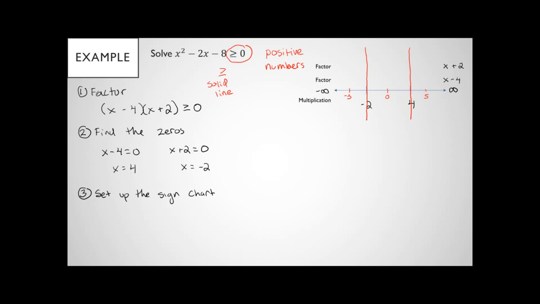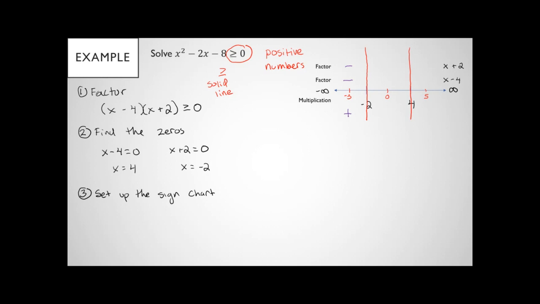If I plug -3 into x plus 2, -3 plus 2 is -1, so that will give me a negative. I just write a negative sign there. If I plug -3 into x minus 4, I get -3 minus 4, which is -7. So that's also giving me a negative. Then I multiply those going down. A negative times a negative gives me a positive, so I'm going to write a positive underneath it.